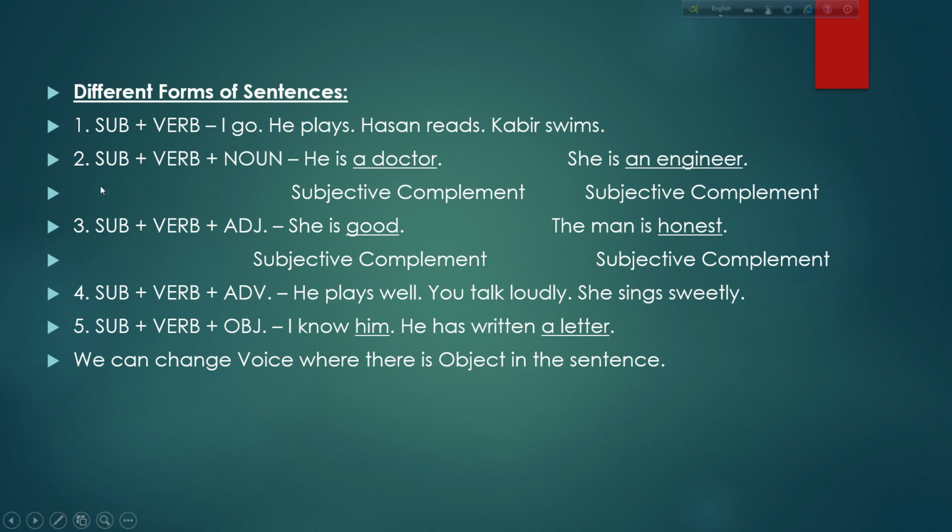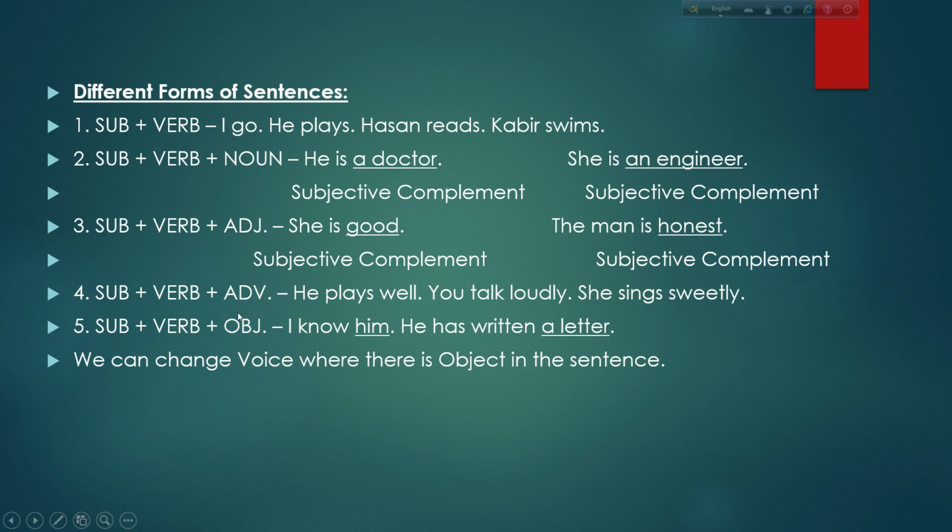Second pattern, subject plus verb plus noun, that is, he is a doctor. Here a doctor is a noun, and this is a subjective complement. She is an engineer. An engineer is a noun, and this is a subjective complement. Third one, subject plus verb plus adjective, that is, she is good. Here good is a subjective complement. The man is honest. Honest here is a subjective complement, and it is also an adjective.